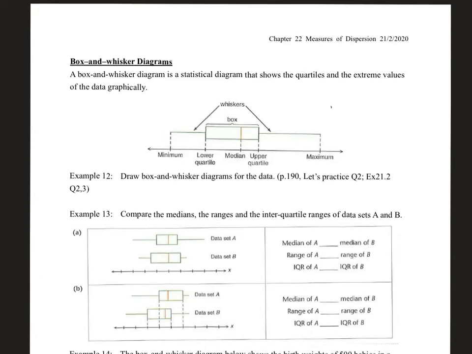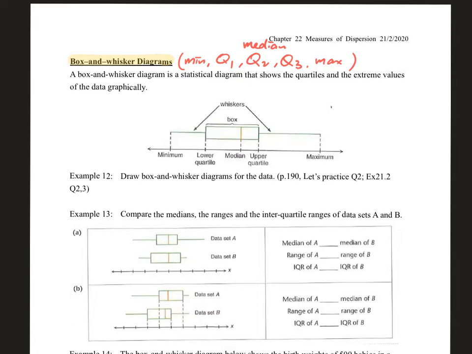Next, we come to a particular diagram designed for reading the values of measured dispersion, called the box-and-whisker diagram. This diagram is quite simple, but it tells you much important information, including the minimum, Q1, Q2, which is also called the median, Q3, and also the maximum value. So every time you see this diagram, you expect there are 5 values you're going to consider.